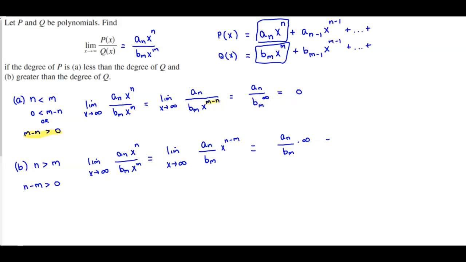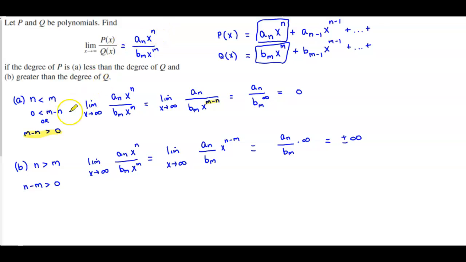Okay, so what that means is it's going to be approaching positive infinity, or it also depends on the leading coefficients, because one of them can be negative and the other one can be positive. So that means not only is this going to be approaching positive infinity, but it can also be approaching negative infinity. So let's just go ahead and review this again.